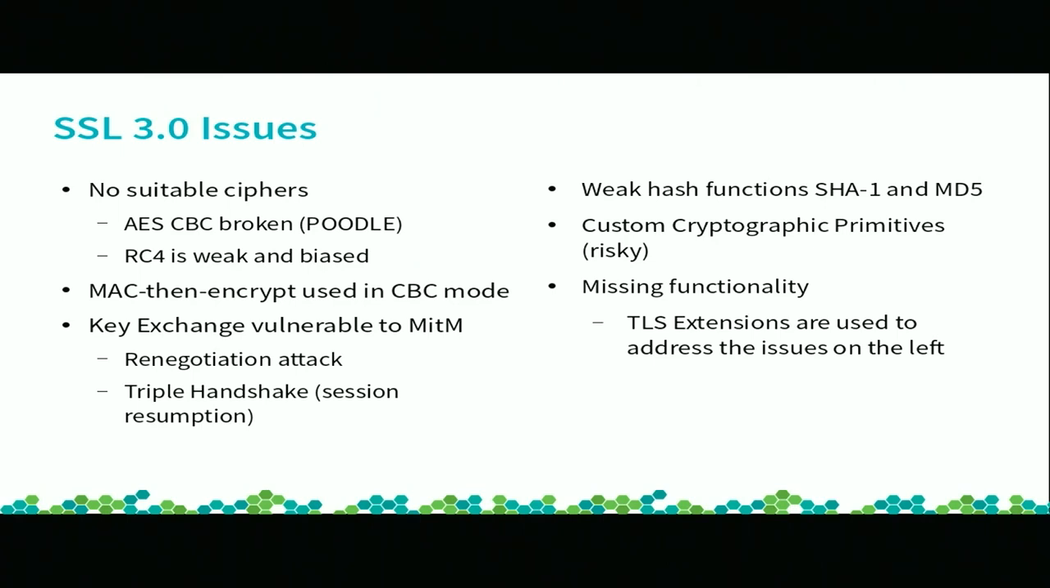The key exchange is also vulnerable to man-in-the-middle attacks. There were attacks against the negotiation, and also the triple handshake, which was a combination of resumption and renegotiation. The hash functions used by the protocol, SHA-1 and MD5, are also no longer considered secure. This protocol had something called custom cryptographic primitives. So the peers can negotiate some cryptographic primitives, and that's risky because they might not be reviewed like the usual building blocks of the SSL protocol.